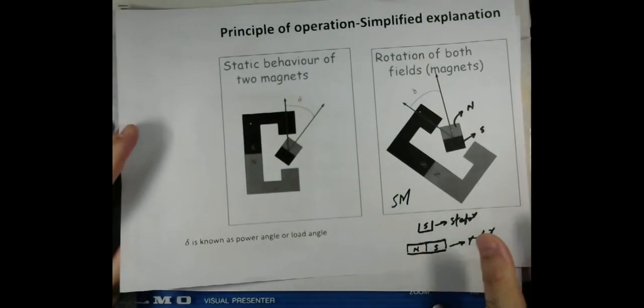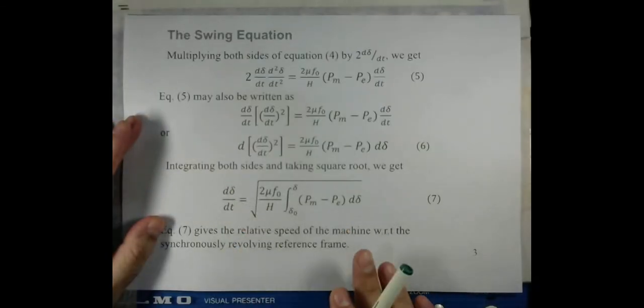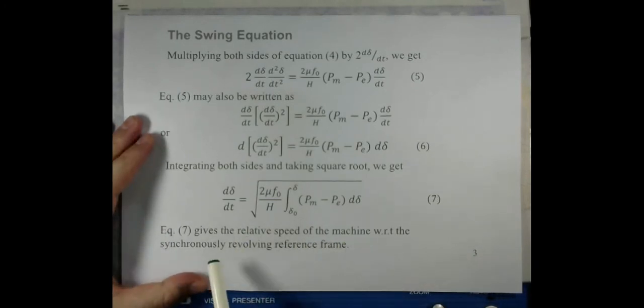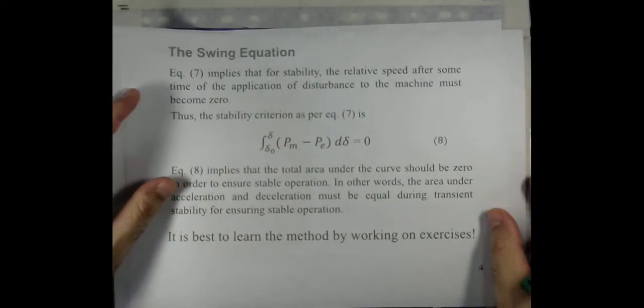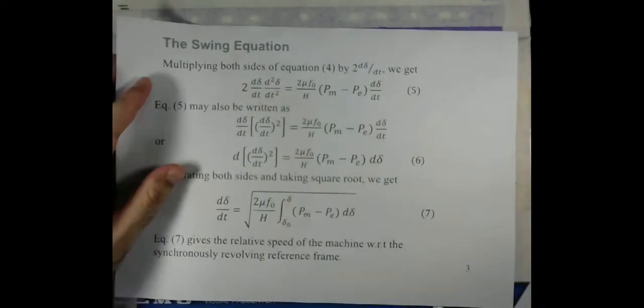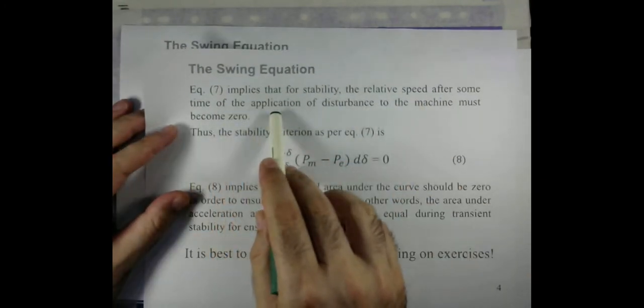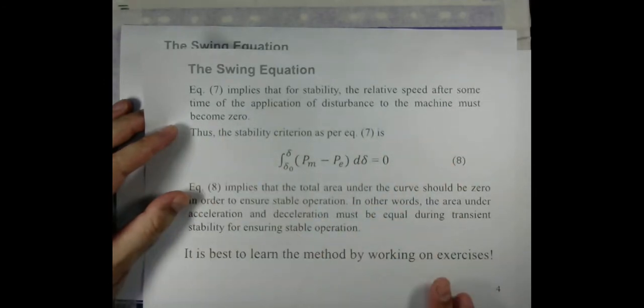So if there is any disturbance, this angle will change. And if this angle changes, then the relative speed of the machine with respect to the synchronously revolving reference frame will also change. So now, in order to ensure, let's talk about some concepts. This equation 7 implies that for stability, the relative speed after some time of the application of disturbance to the machine must become 0.